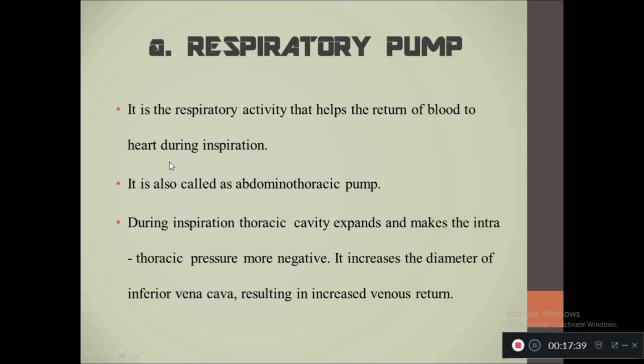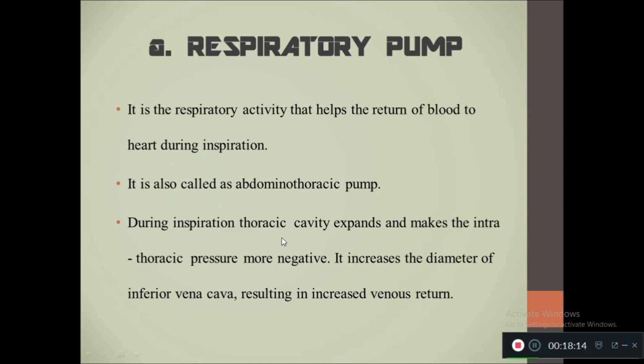It is also known as the abdominothoracic pump. The respiratory pump is also known as the abdominothoracic pump. Why? Because when we take air inside the lungs, the diaphragm goes down and it creates pressure in the abdomen. As a result of that increased abdominal pressure, it gives pressure to the veins, which take the blood from the lower part of the body. As a result of that, the venous return is increased.